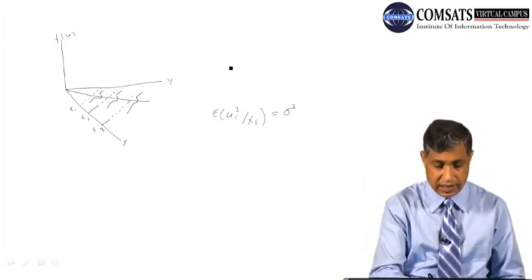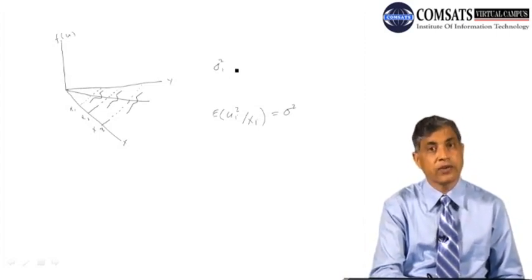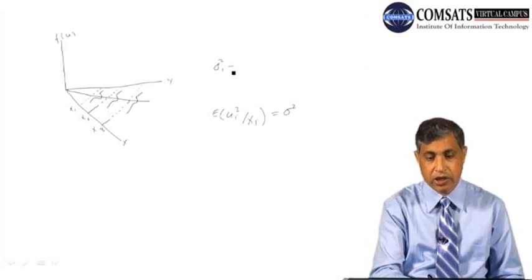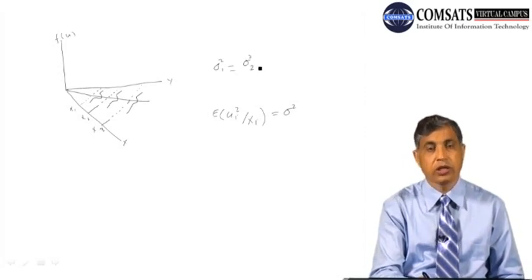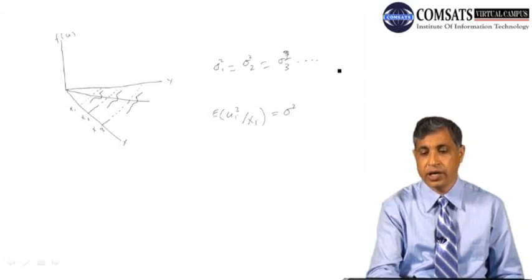What this means is that against x1 there will be sigma square 1, it should be equal to sigma square 2, and it should be equal to sigma square 3, and so on.